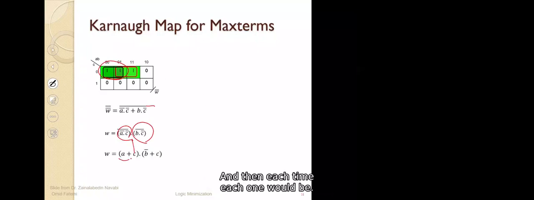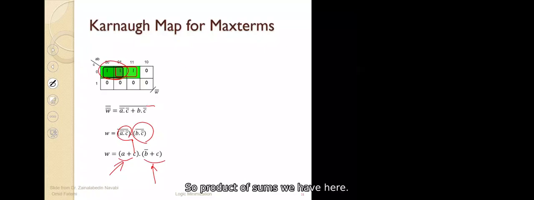But this was W bar. For finding W, we have to invert it. So we put a bar here, and this becomes the bar of each one, but instead of OR, they have AND. Then each one would be this. So you see, we used Carnot-map for simplifying W bar, and after finding W bar, we inverted and it became this. Here you see we have 2 sum terms, with a product. So product of sums we have here.